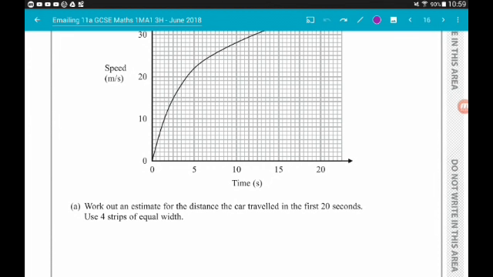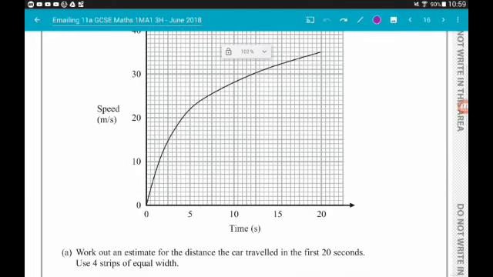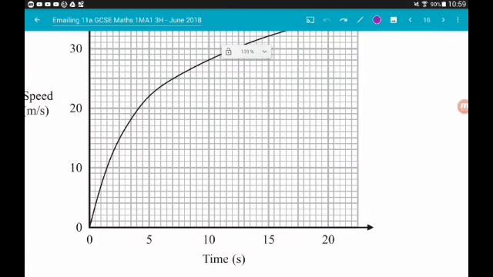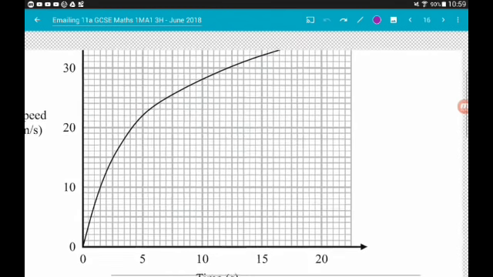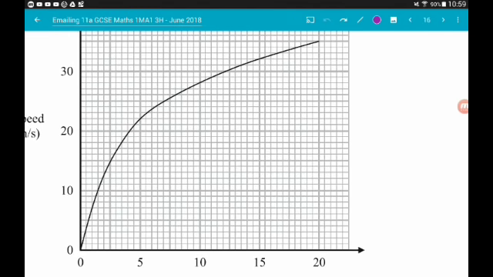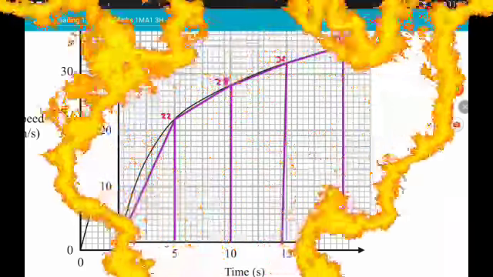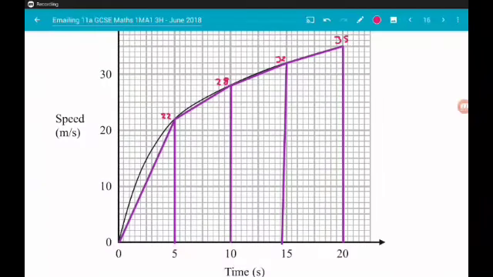So the area underneath a speed time graph gives us the distance. So the strips we're going to use are going to be equal in width. So we got 20 seconds, 20 divided by 4 is 5. So I'm going to draw on our strips here. Okay, so there are the strips, the triangle and the trapezium are drawn on the graph.